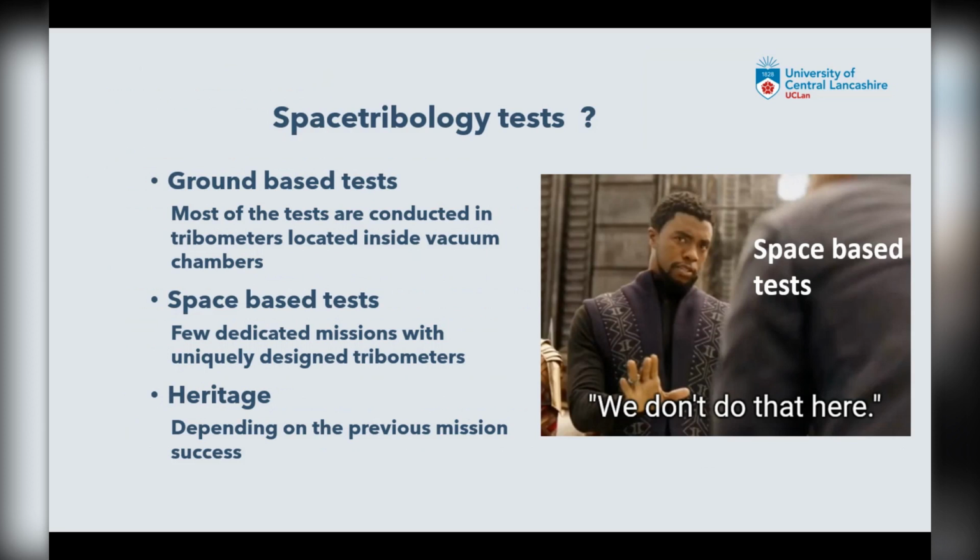Why? The reason is space is really expensive. That's why I use this meme: we don't do that here because it's expensive. Usually NASA and ESA use heritage. What is heritage? It depends on the previous mission. If the previous mission worked well and all the lubricants worked well, we will use the same lubricants and the same mechanism in the next mission. So it makes sense, because we cannot test new lubricants or new mechanisms in space.